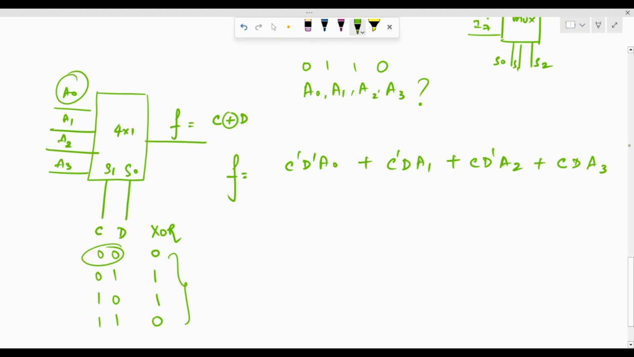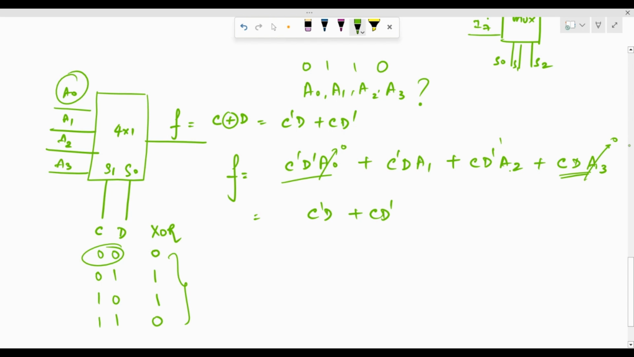So basically we should get C XOR D, which is nothing but C dashed D plus C D dashed. So let's substitute these values here. So A0 is 0, so that means this expression is gone. A1 is 1, so C dash D is going to come here. A2 is also 1, so C D dash is going to remain. And A3 is also 0, so this expression is also gone.